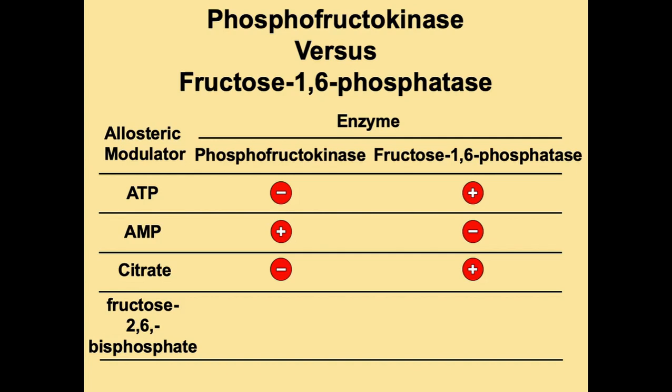Citrate will inhibit phosphofructokinase but activate fructose 1,6-bisphosphatase. And the molecule fructose 2,6-bisphosphate, remember, which is generated from the 6-phosphate, will activate phosphofructokinase but inhibit fructose 1,6-bisphosphatase.